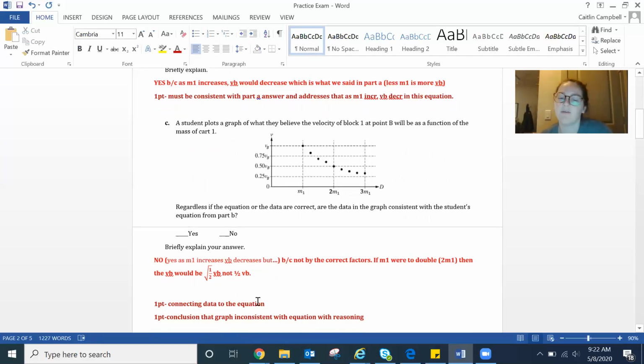This is a very vague rubric because the real ones are vague. I took this from one that was similar. So as long as you connected the data to the equation, again, very vague, not entirely sure what counts as that. And then your second point is your actual conclusion, like, no, this is incorrect because of this root. It's not going to be 1/2, it'll be root 1/2. Or to get to 1/2 the velocity, you would need 4 times the mass, something like that.